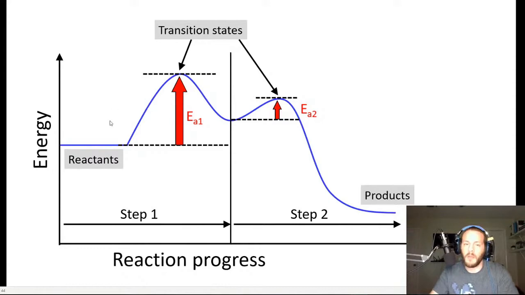This little valley here, this local minimum I should say, represents the intermediates. But that's not necessarily the highest energy part or the most unstable part of the graph. It's these guys up here. These are the most unstable parts. These are called the transition states.